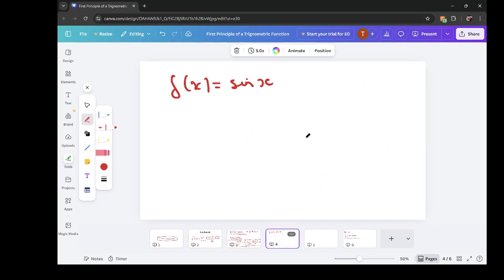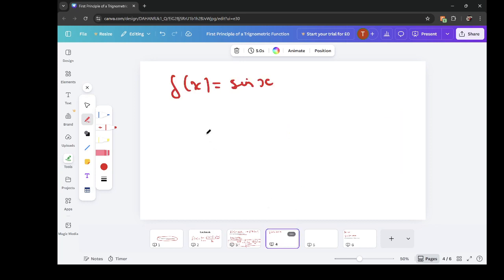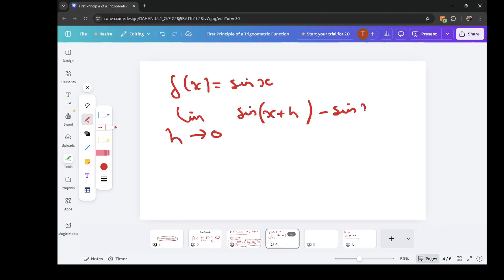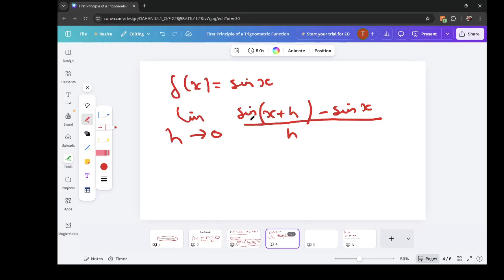So now let's get into trying to solve this equation. We try to remember our first principle, right? So we got the limit as h approaches 0 of f of x plus h, so we put in the limit as h approaches 0 of sine of x plus h minus sine x over h. This is after we've plugged in our first principle here. So we have our initial equation.